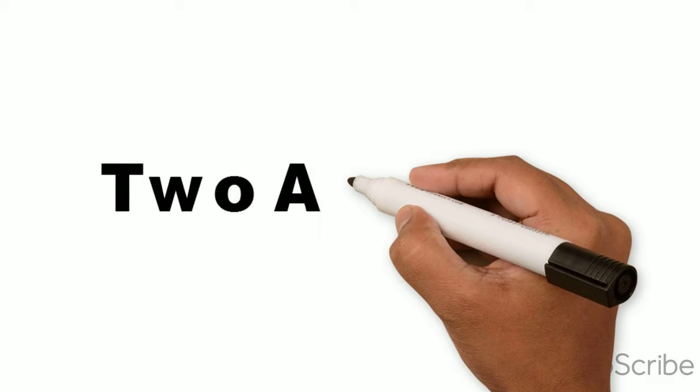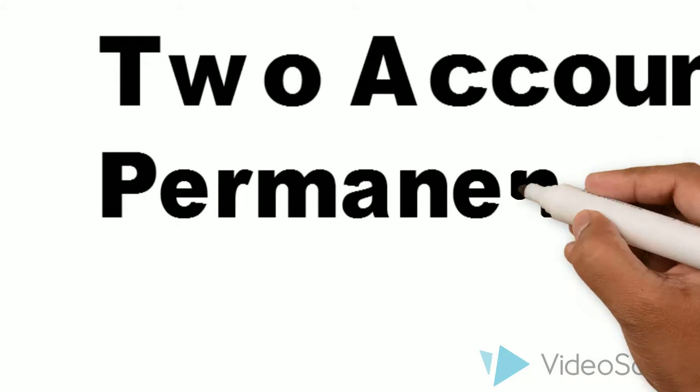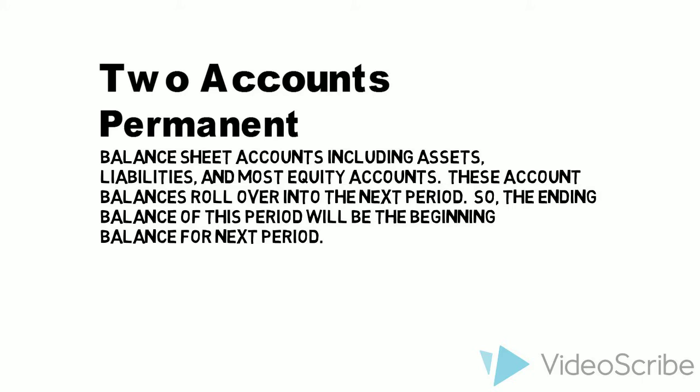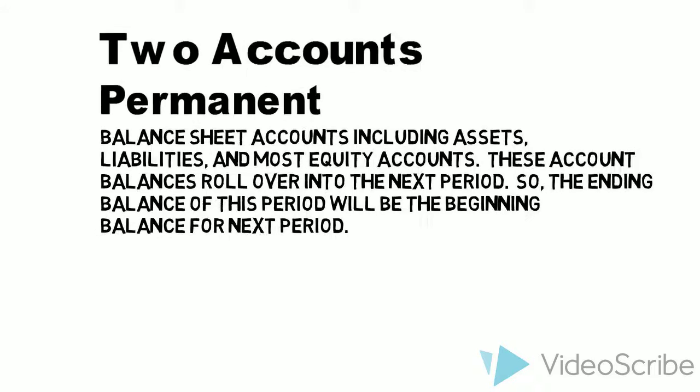The two types of accounts discussed are permanent accounts, which are balance sheet accounts including assets, liabilities, and most equity accounts. These account balances roll over into the next period, so the ending balances of this period will be the beginning balance for the next period.